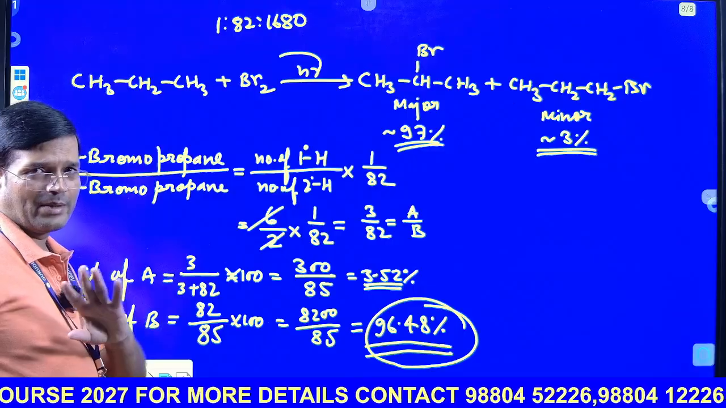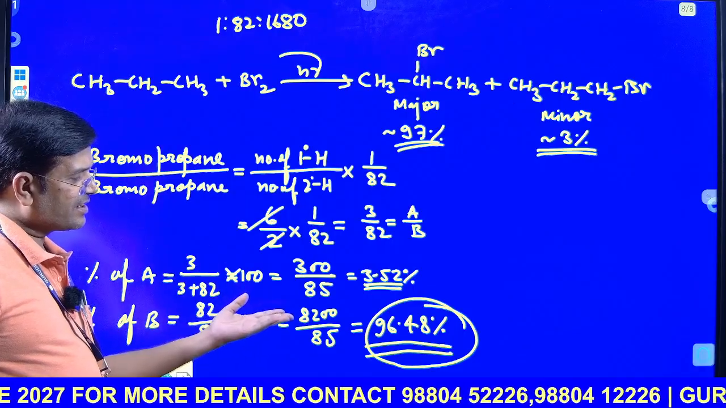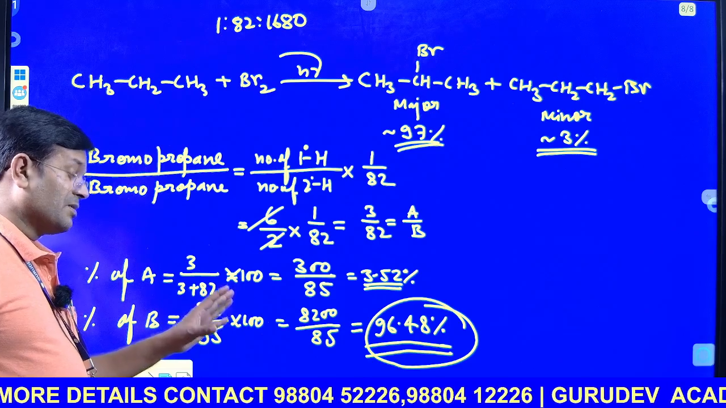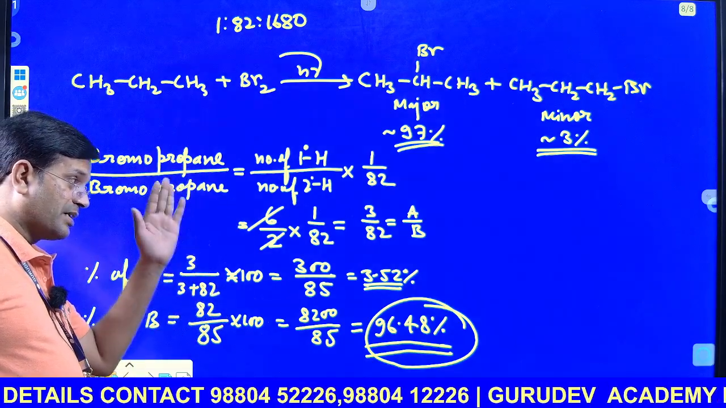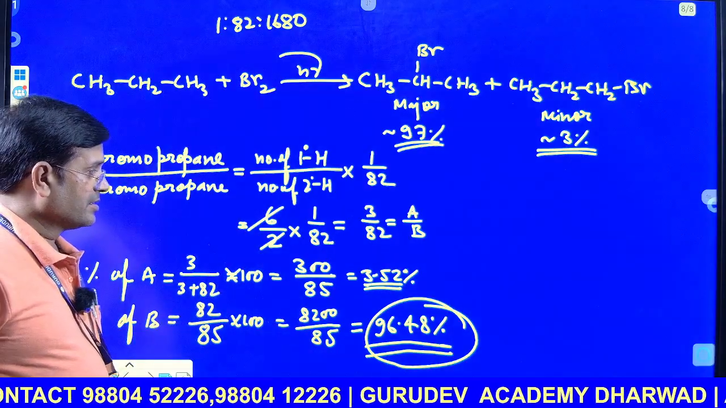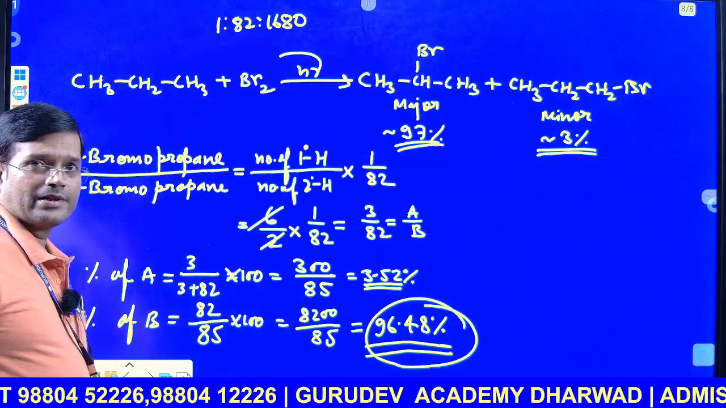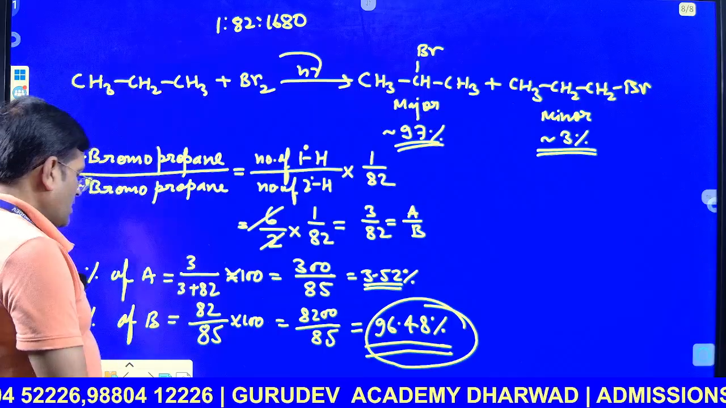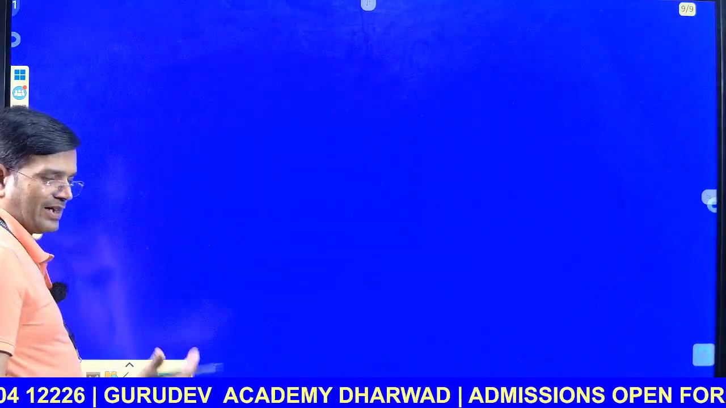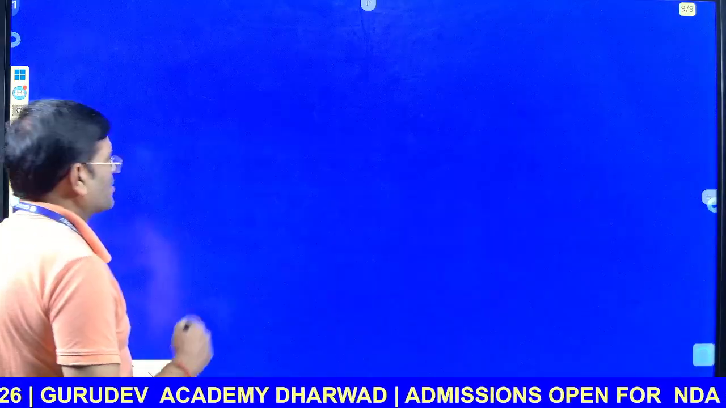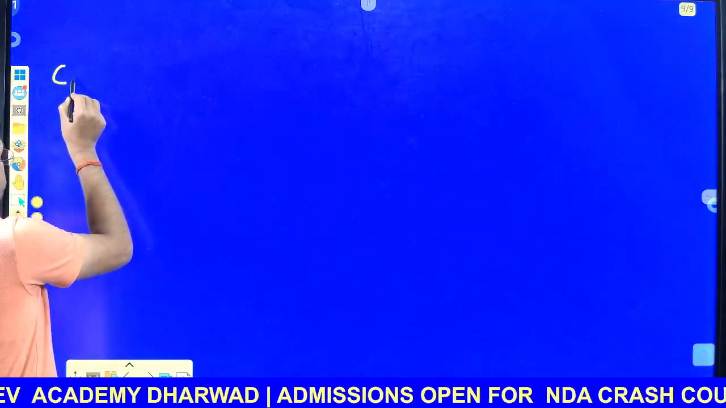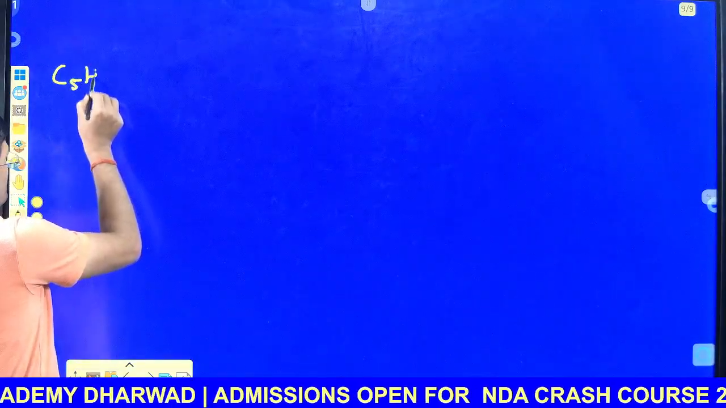This is an excellent yield as far as organic reactions are concerned. Hardly do we have any reaction in which the yield comes out to be more than 80%. But just because of the highly selective nature of bromination, we are getting this much yield. Getting? Now we will have some problems which are given in NCERT as well as in several other books. Suppose you have C5H12.